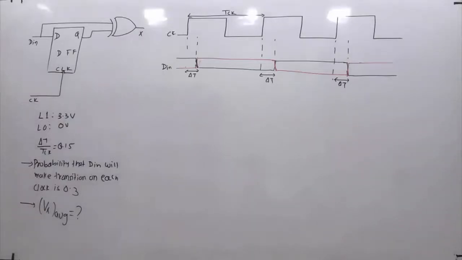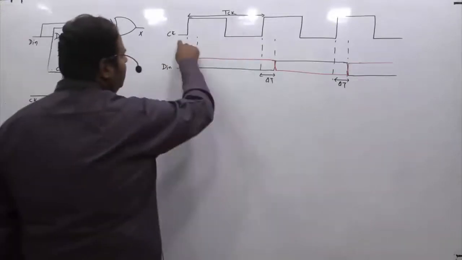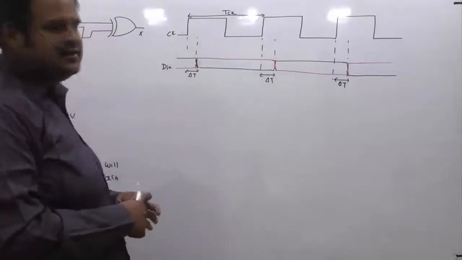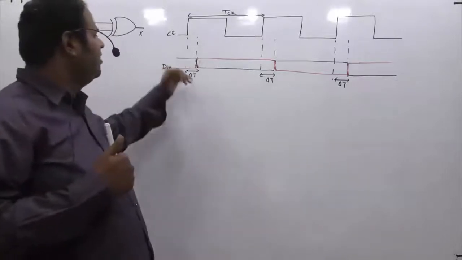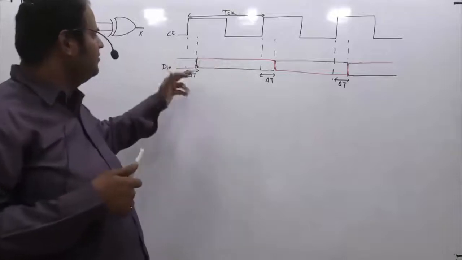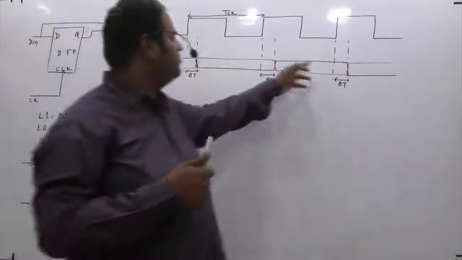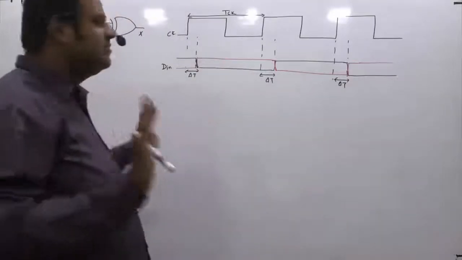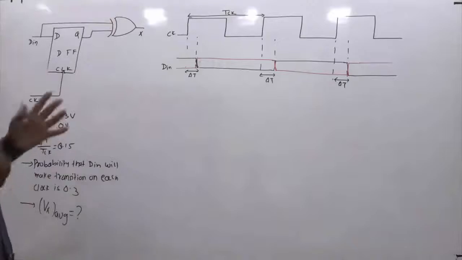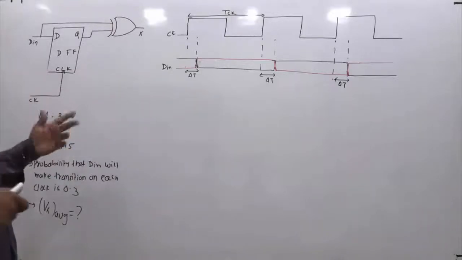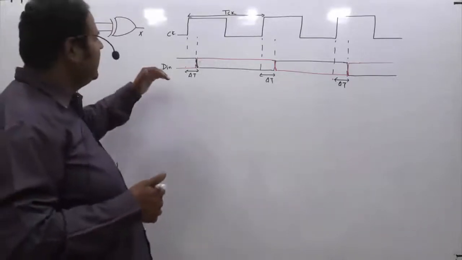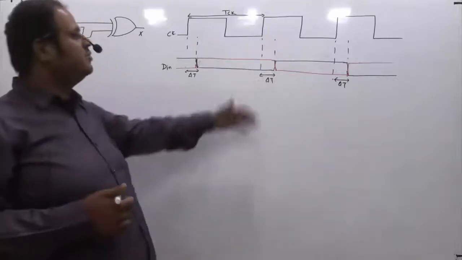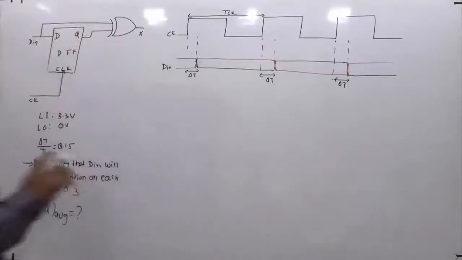One more piece of information given is that the probability that D in will make a transition on each clock is 0.3. So if you observe one clock period, we are getting a change. The change is happening from 1 to 0 or from 0 to 1. The black color, if you see, is 1 to 0, 0 to 1, 1 to 0 and so on and so forth. Red color, if you see, is 0 to 1. What the change is, is not a concern. So the change can be 1 to 0 or 0 to 1. There are two possibilities they have shown: either it can change in a 0 1 0 1 sequence or a 1 0 1 0 sequence. You can take whichever, it does not matter.